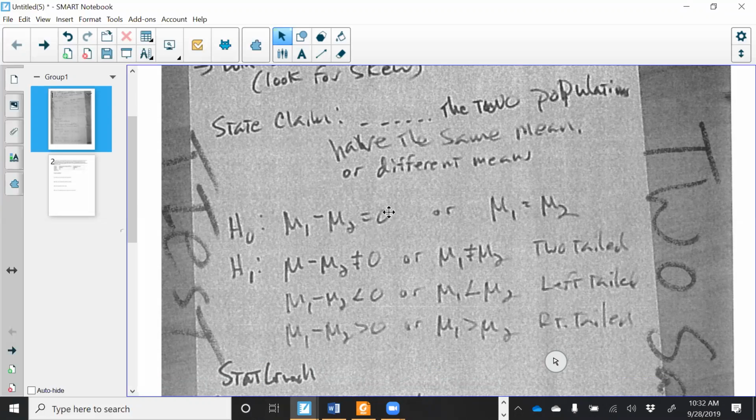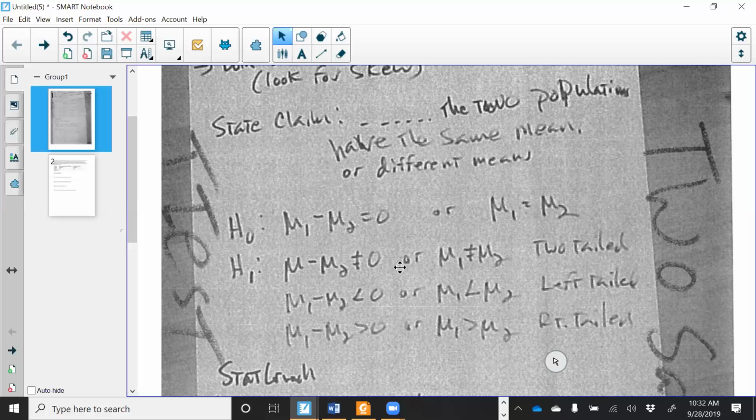H0 is always a statement of equality. You could write that as the first mean minus the second mean is equal to 0, or you could say the two means are equal. Either works. If you don't have any idea of the direction, whether one sample has a bigger mean than the other, they'll usually say it in the problem.